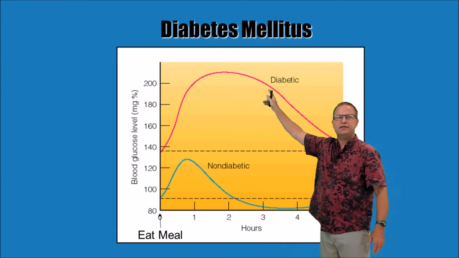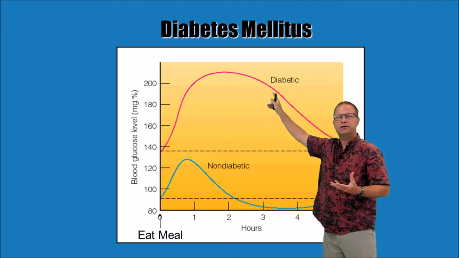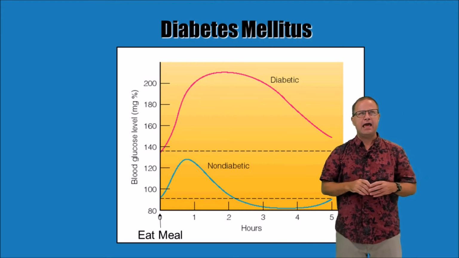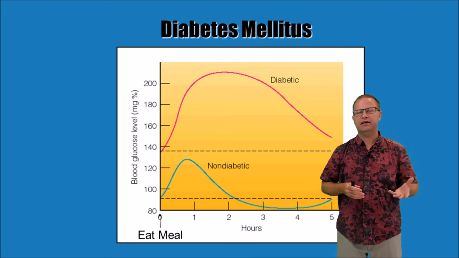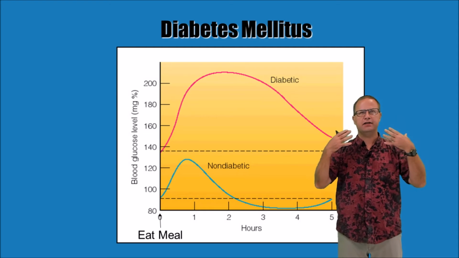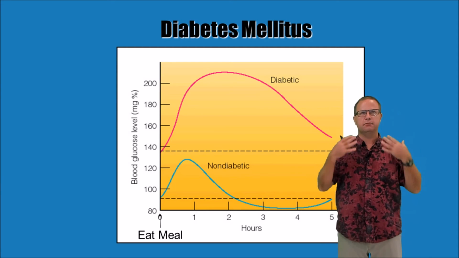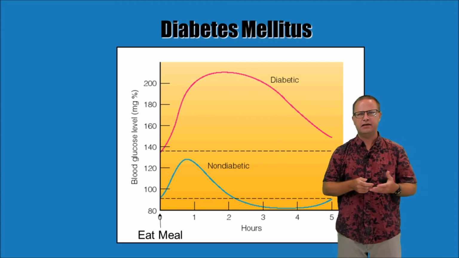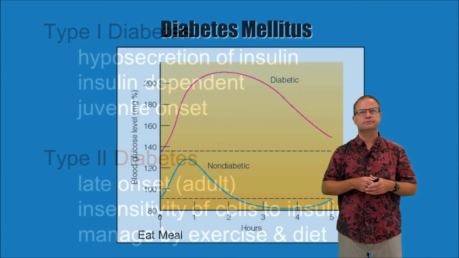So for whatever reason, they don't have enough insulin, or the insulin's not working properly, and so the blood glucose levels stay elevated for much longer than they should be. And if this happens day after day, week after week, it can result in death of some tissue within the kidneys and other areas of the body. It can result in circulatory problems. It can result in blindness, erectile dysfunction, all kinds of different types of things, neuropathy, unless it's treated properly.